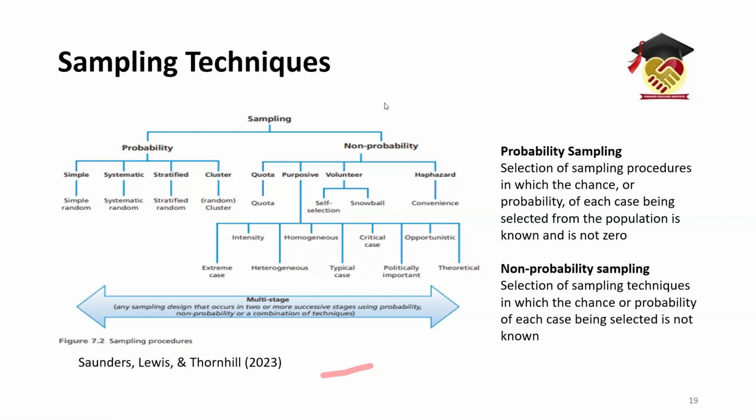I took this from the Saunders book, the very new book. Probability sampling, I already told you: each and every item should have an equal and non-zero chance of being selected. That is called probability sampling. Non-probability sampling means you don't have that. You are picking as you want, and that is called purposive sampling. Remember the difference: probability sampling is basically for quantitative research, and non-probability is exclusively for qualitative research.